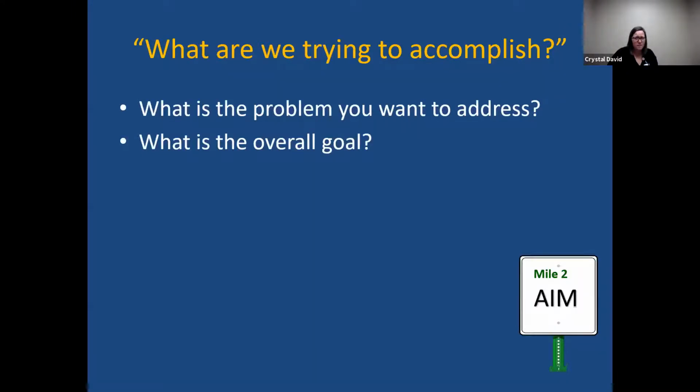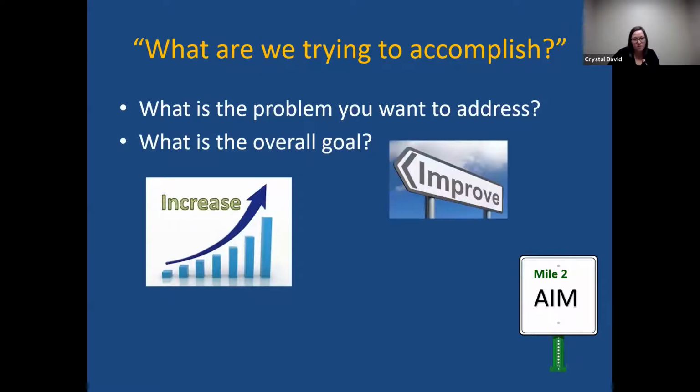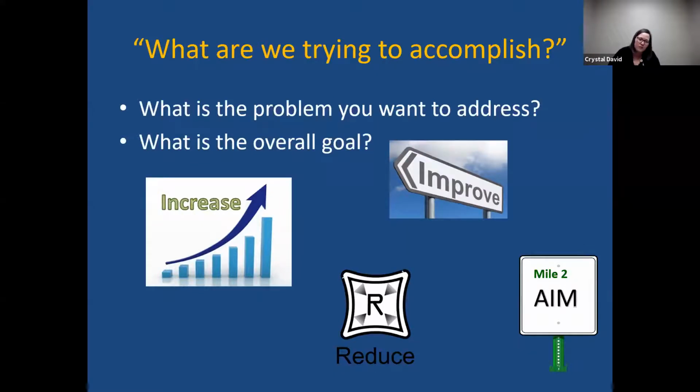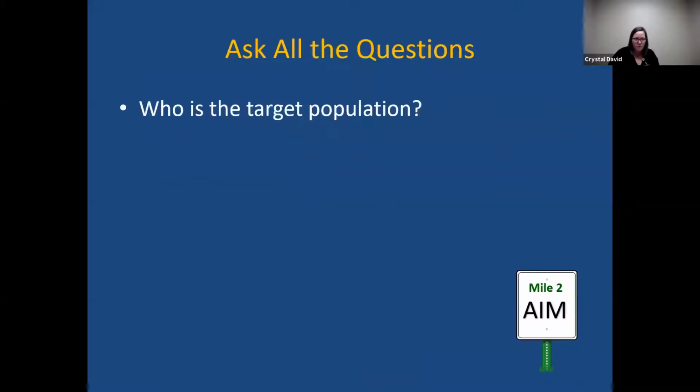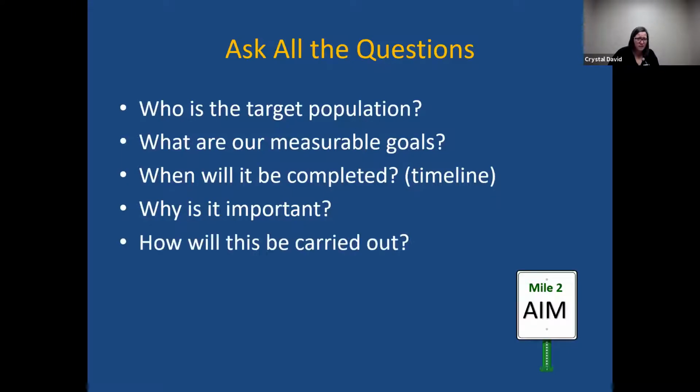So when you're trying to come up with an aim statement, you really want to start it with words that are going to help guide you. So do you want to increase something? Maybe you want to improve something or reduce something. So these are three like buzzwords when you're coming up with your aim statement. And when you're trying to come up with it, really, you just want to ask yourself all the questions, right? Who is my target population? What are our measurable goals? How long is it going to take me to do this? And why is it really important? And then we don't want to forget to think about like, how is it going to be carried out?